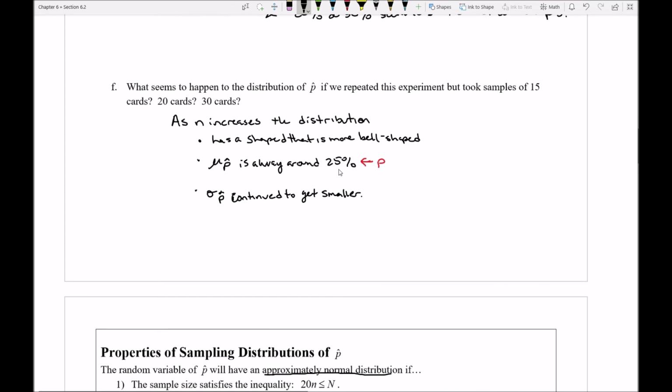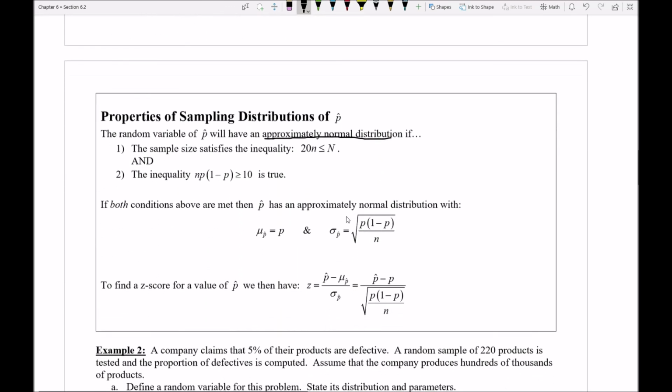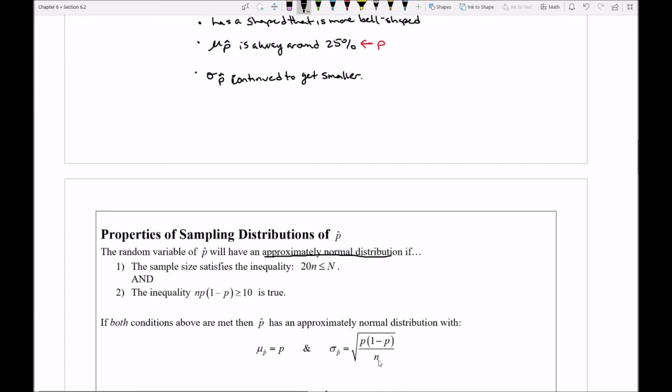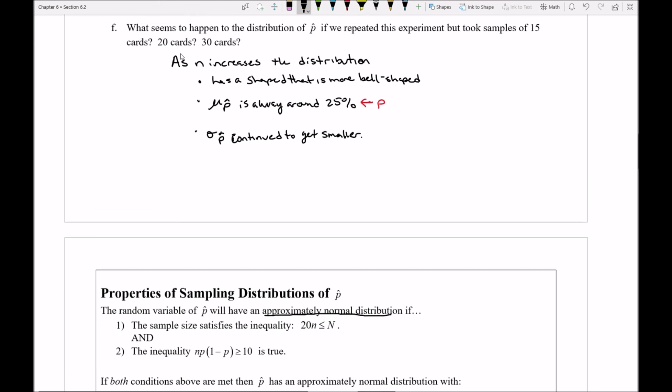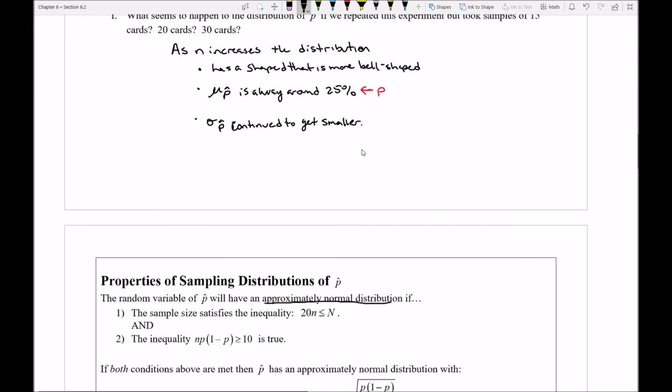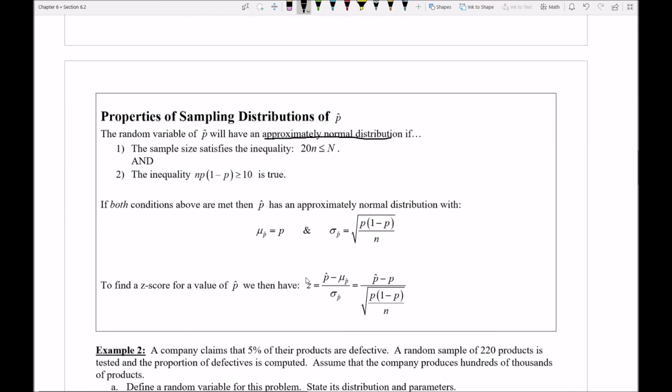My average of p-hat was always around 25%, which was exactly p, and my standard deviation of p-hat is given by this. Notice though, as n, the value of my sample, gets larger and larger, the number of items in there gets larger, then this whole value will continue to get smaller and smaller, which is exactly what we saw here. As the n increases, the standard deviation continued to get smaller. And again, I can replace these values here with what's happening in this z-score formula, and I get something that ends up looking like this. Now we'll cover all of these ideas and recap them in the next video as we start to see how we can put this together to calculate some probabilities in example 2.